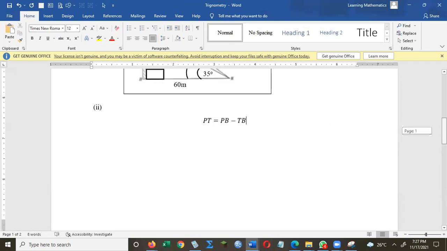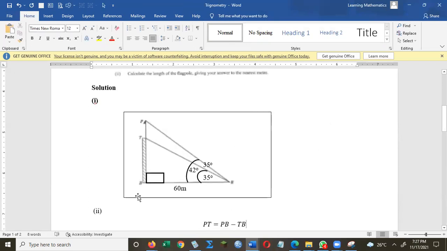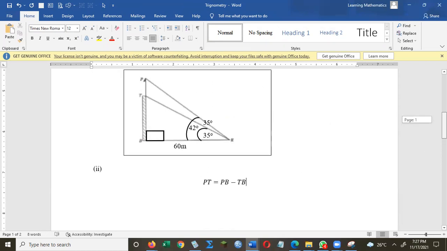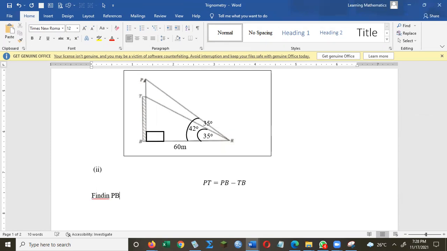So that will give us our answer. So what we need to get now is PB, P from B, and B from T. So that's where we go to know which trigonometrical ratio to use. So let's find PB first. Finding PB. PBR, yes, the right angle triangle, PBR. So let's make some observations for us to know which ratio to use. We have to make a list of the information we have.